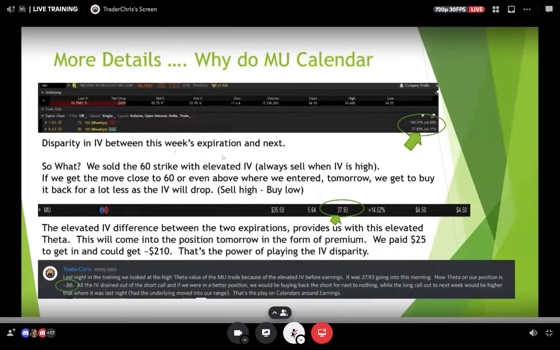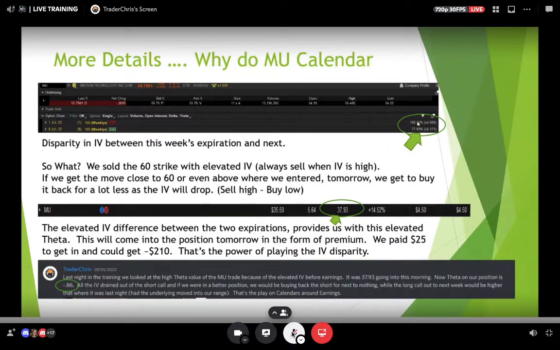Okay? I'm going to rush through this because of the disparity in the IV between the week's expirations. So this was the MU trade. This is what caught my attention. 168 was the front month, and our next expiration was 77, which is about normal for it.